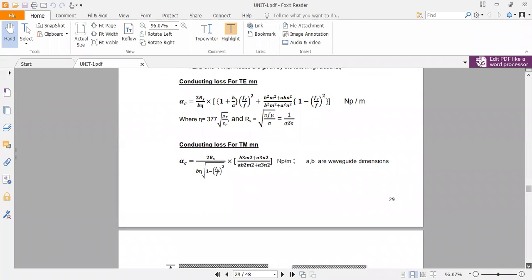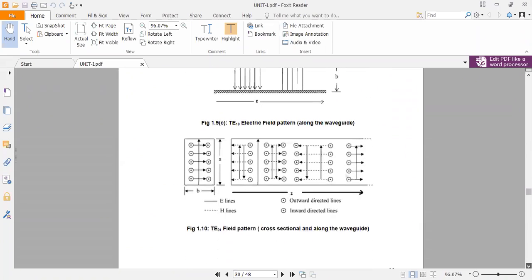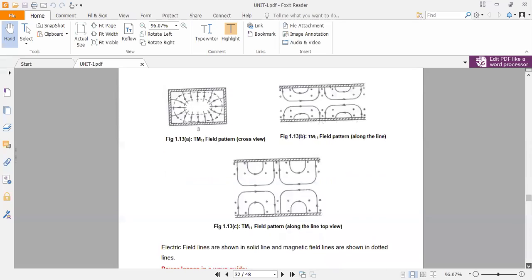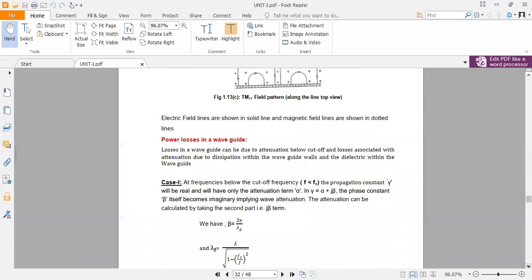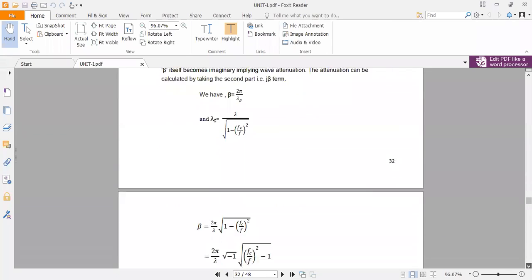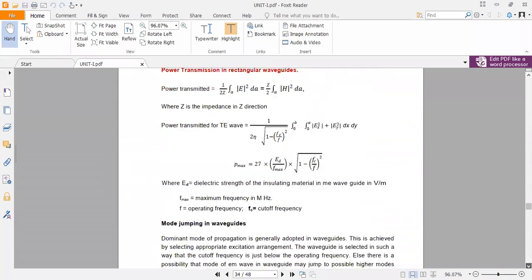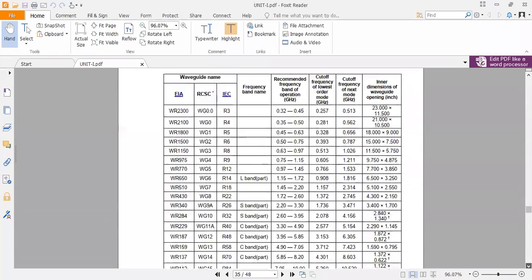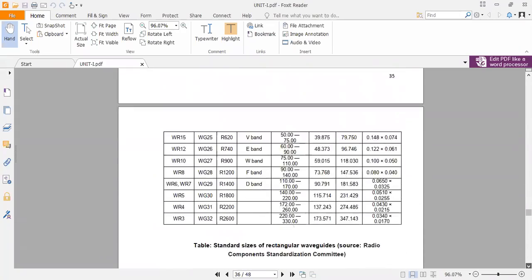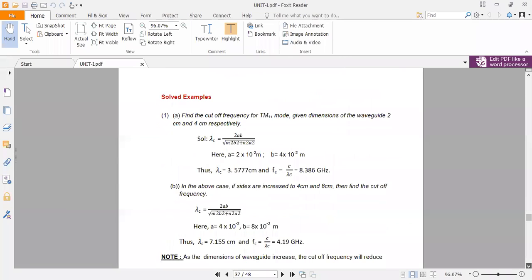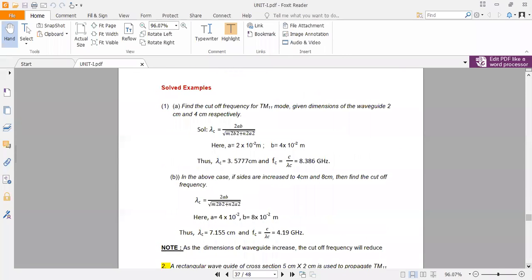Today we'll see one problem. Everyone, please solve the problem along with me, because in this unit, most of the time they'll ask questions on problems also, very important in this unit. So we'll see what the problems are and how to solve them. Various waveguide data is given, that is not required. Are you able to see the PDF?